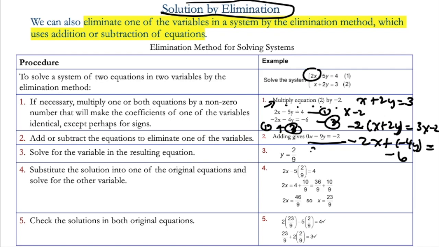It becomes 9y equivalent to minus 2. Then you cross multiply, you get minus 9y equivalent to minus 2. Then you're going to get y equivalent to positive 2 over 9. Once you get y equivalent to 2 over 9, then you can substitute y back into either equation 1 or equation 2, and then you solve it. Once you solve it, you get x, and x is 23 over 9.